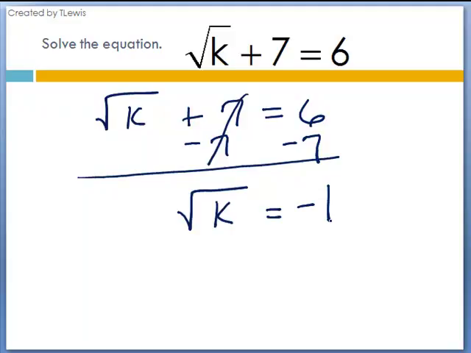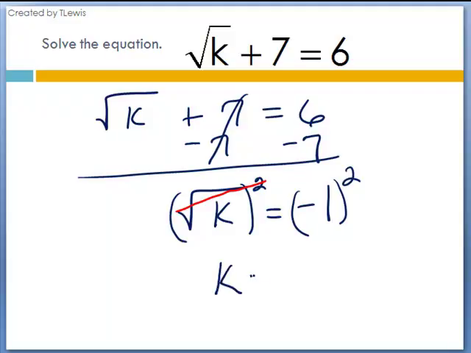So let's go ahead and finish this out. We want to negate the square root. To do so, we're going to square both sides. And the square root and the exponent of 2 cancel out. And we're left with k is equal to, we have (-1) squared, that's -1 times -1, which is 1. We have 1 as the solution.